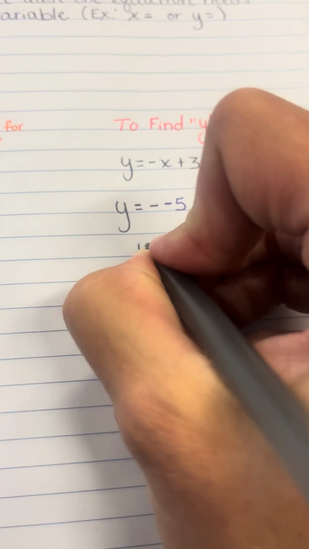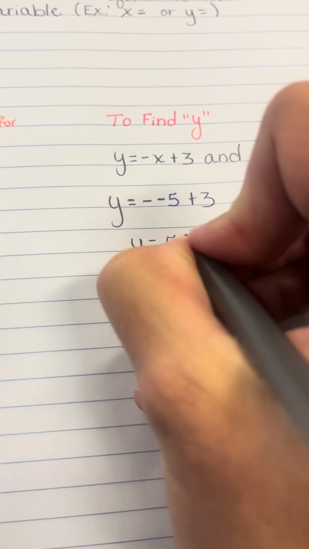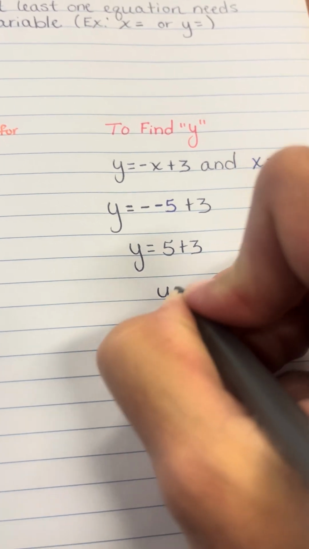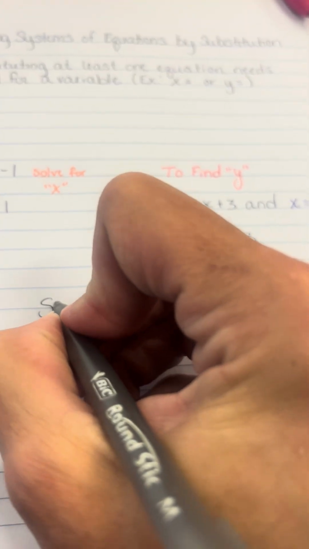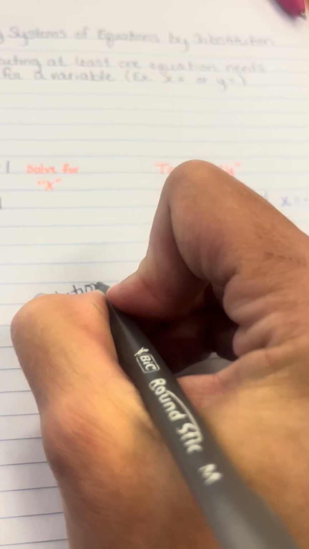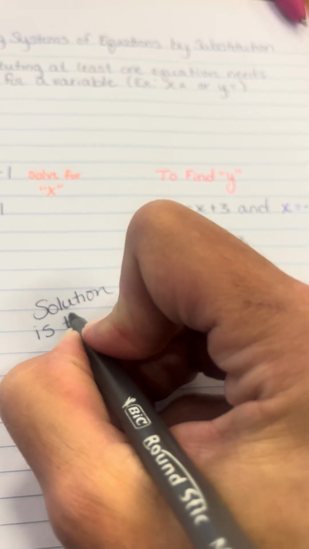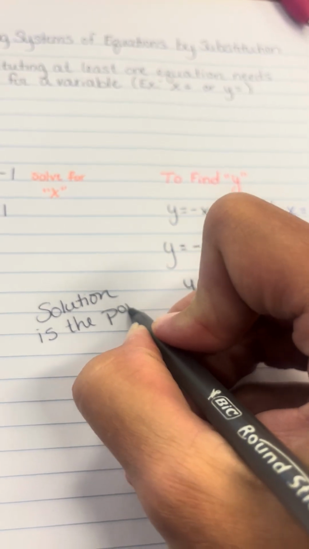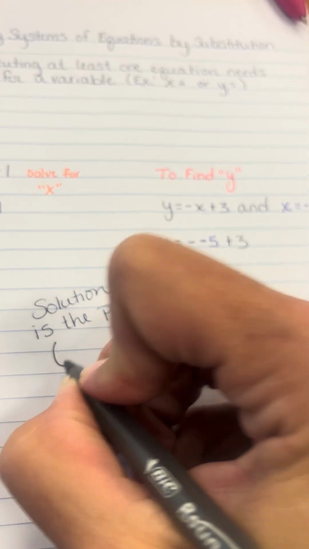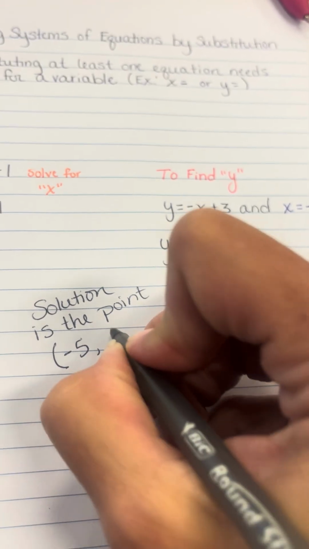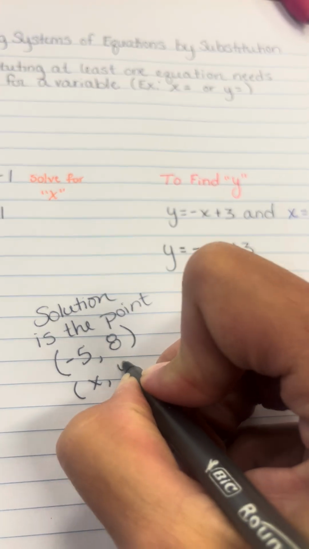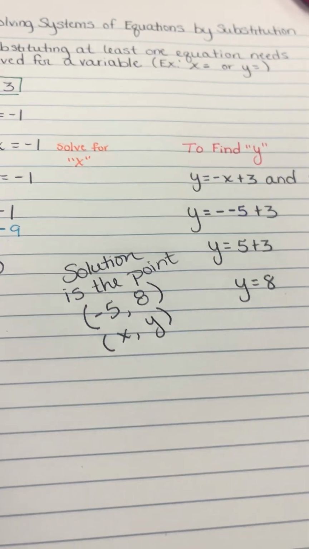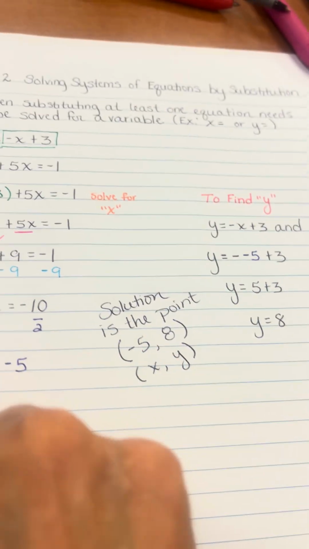So what I really have here is y equals 5 plus 3 and y equals 8. So my solution is the point negative 5, positive 8, because points have x's and y's. So there is my answer.